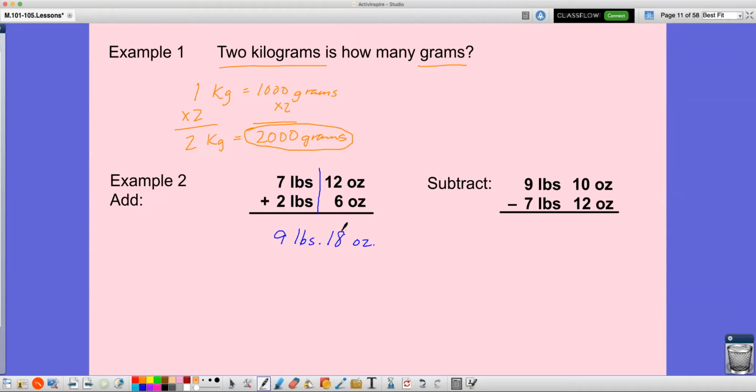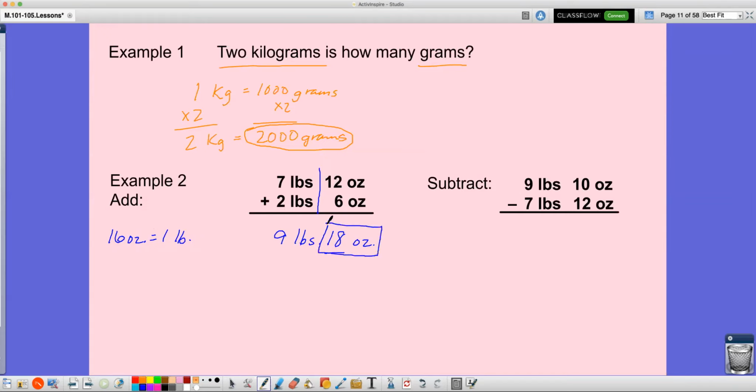Now this looks like it's done, but it's not. Why is it not done? Because of this 18 ounces. Because if you know, 16 ounces equals 1 pound. This is lbs, the abbreviation for pound. So if 16 ounces equals 1 pound, that means we have at least 1 pound in this right here.